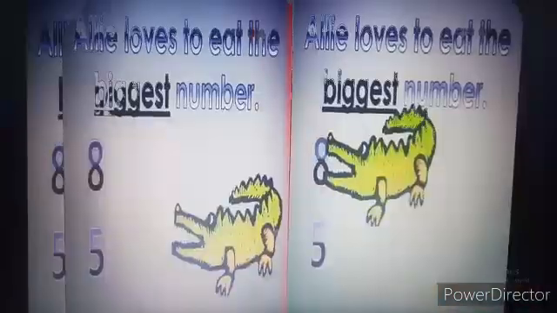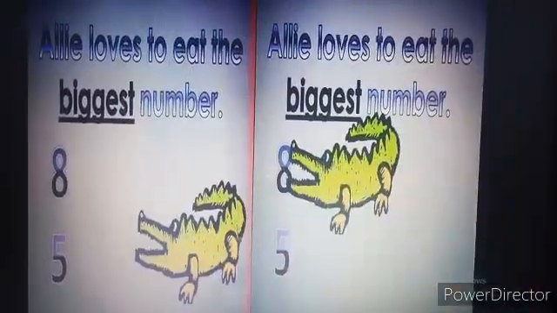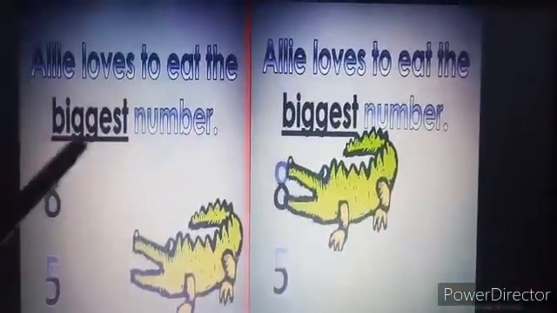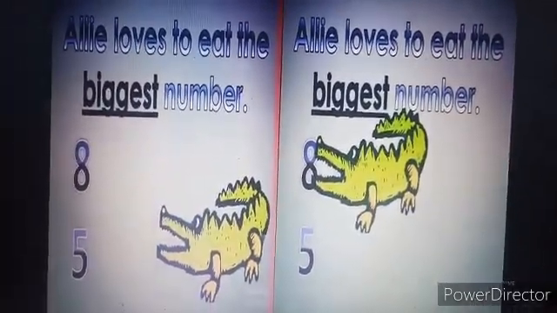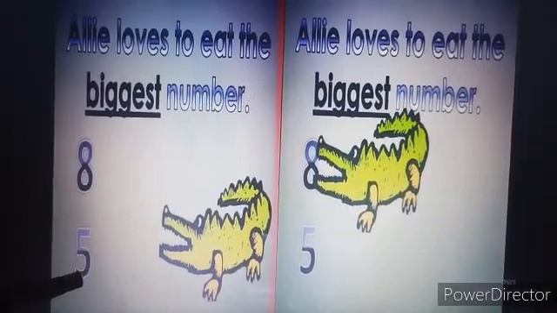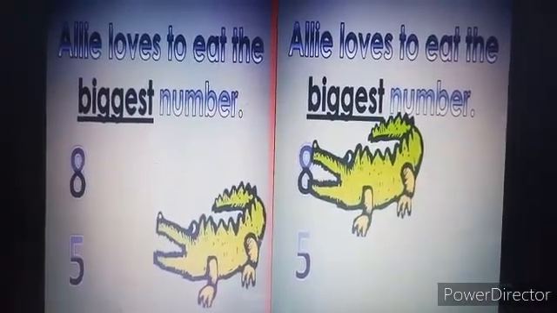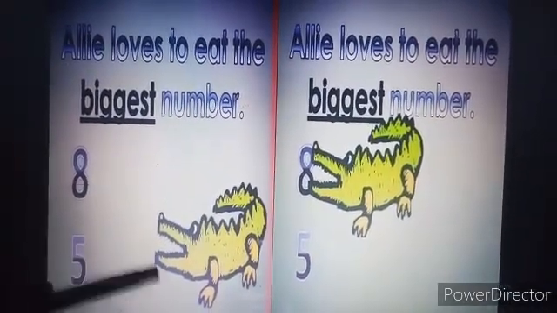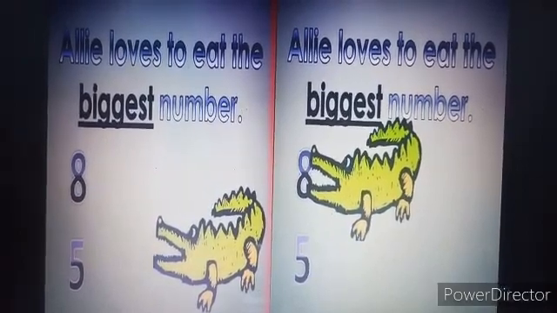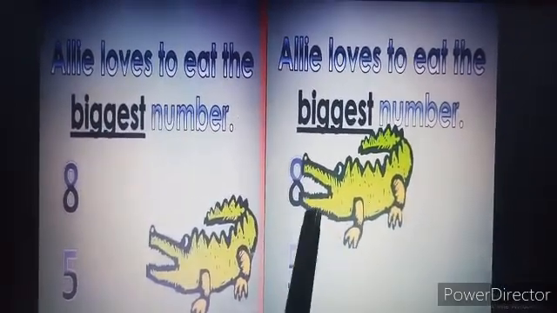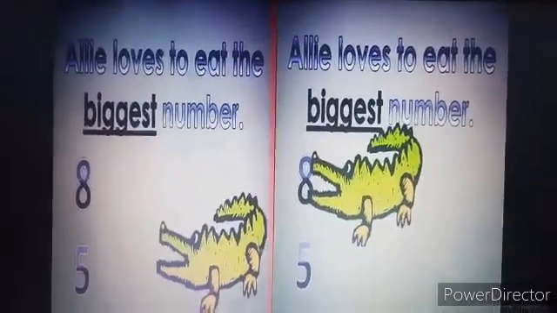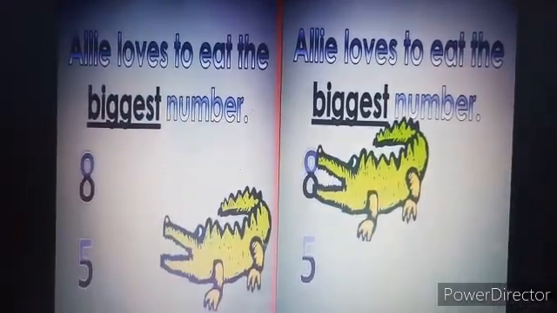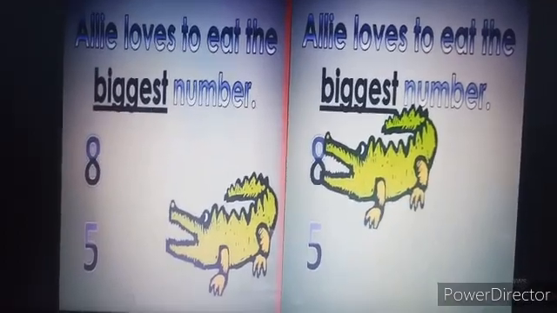Understood? Now look here children. Ali loves to eat the biggest number. Here two numbers are there, 8 and 5. Ali is also here but she loves to eat the biggest number. Then which number she will eat? This 8 number she will eat. Why? Because she always loves to eat the biggest number.